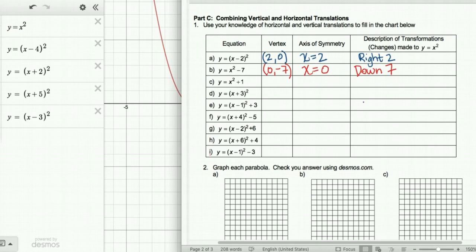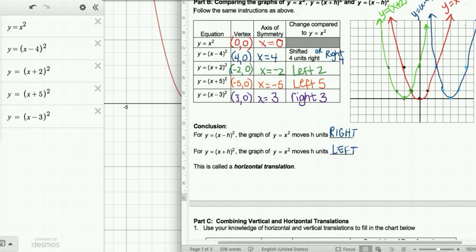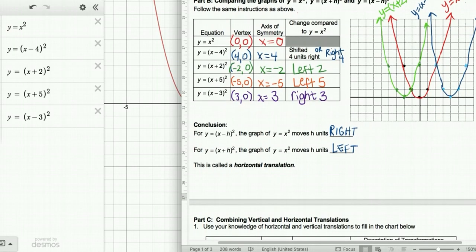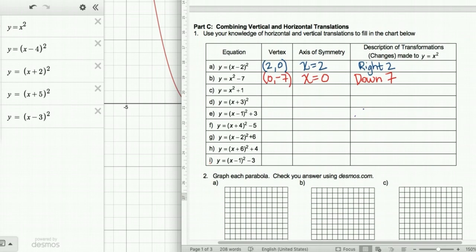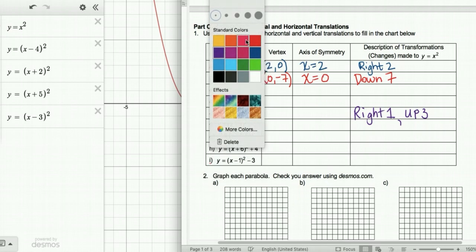So I'll start off with describing it first. This -1 is going to move it to the right by 1. And then this +3 tells you that it moved up by 3. Okay, so move to a different color here.